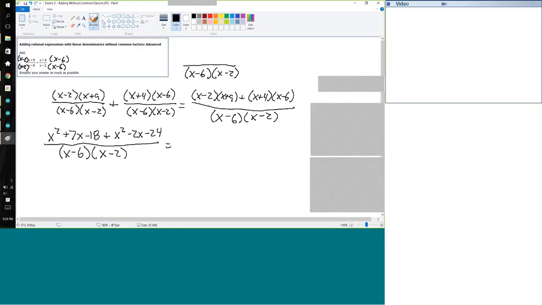So when I do that, x squared plus x squared makes 2x squared. And I like to cross stuff out as I go just to make sure I haven't lost track of anything. Plus 7x minus 2x is going to make positive 5x. And again, I can cancel those out now. Negative 18 minus 24 is going to be negative 42. All over x minus 6 times x minus 2.